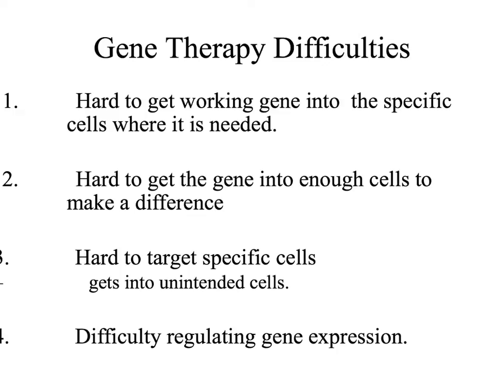The fourth reason is that it is difficult to regulate gene expression. We've seen that gene expression, the process of transcription and translation, can be very complex in eukaryotic cells. If a cell does not have the gene placed exactly in the right spot, we may have trouble getting that new gene to turn on or turn off. This can cause other problems.